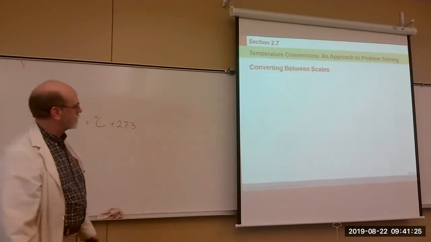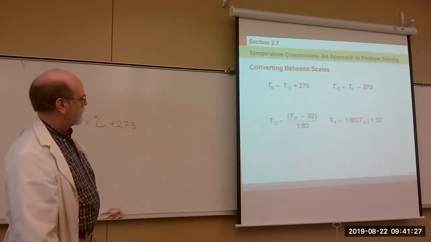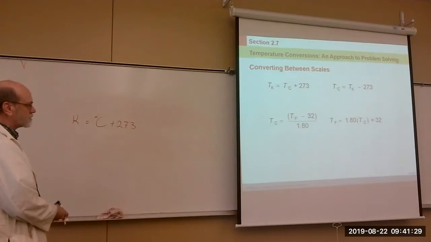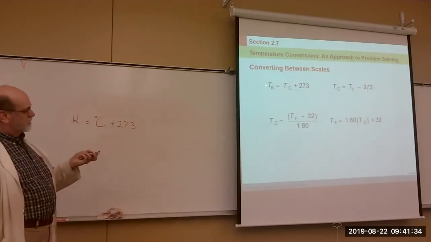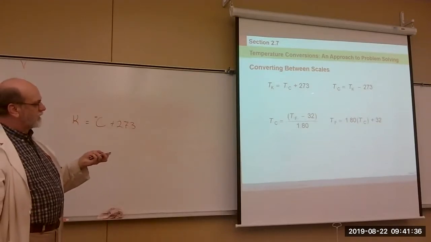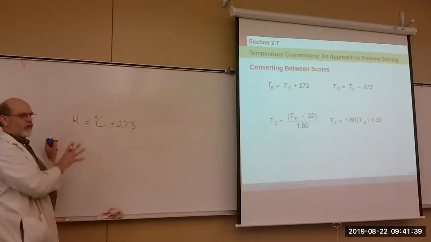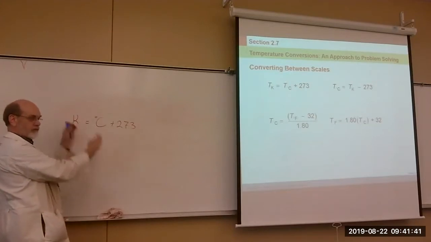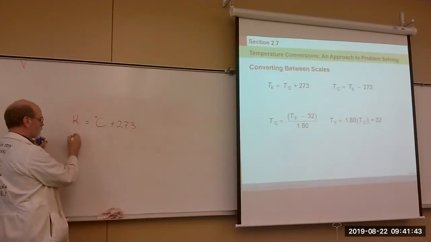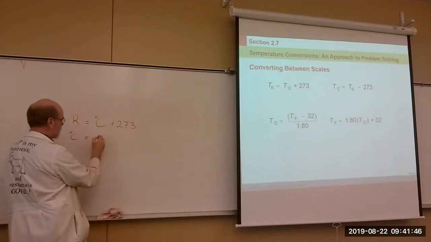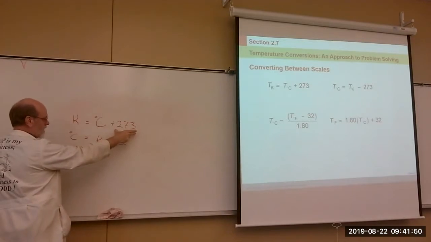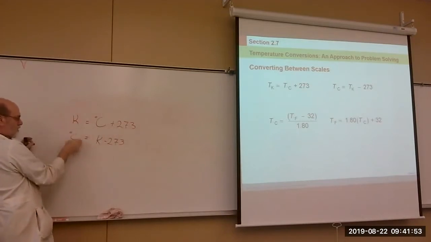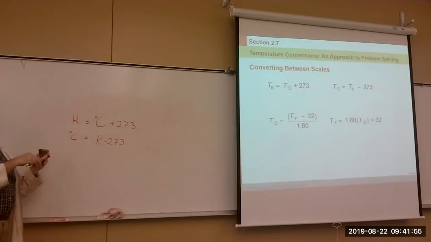Let's see if I've got it up here. Yeah. So there's your Kelvin temperature. I just write the K and the C. Temperature Kelvin, temperature C. So if you want to go backwards, it's like any formula, right? You can solve it for the unknowns. So if you want to solve for C, we just say K minus 273, right? We just say this from that side becomes negative on this side. There it is. Okay. Simple conversion.